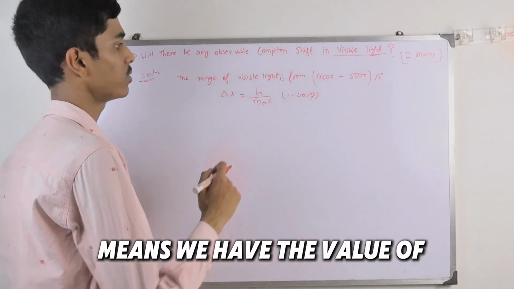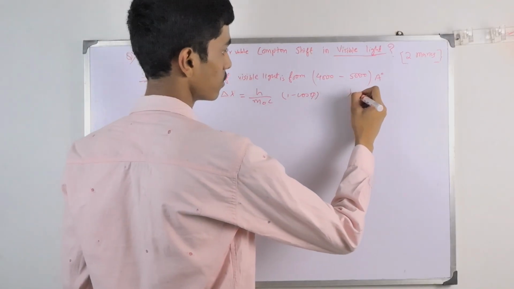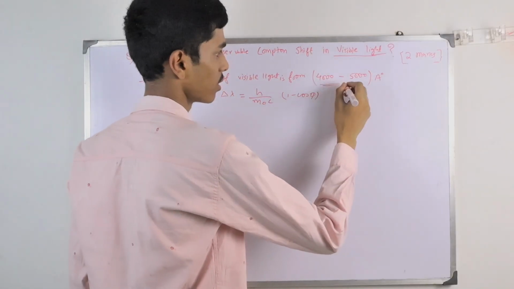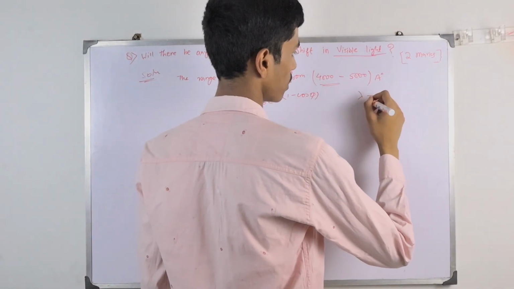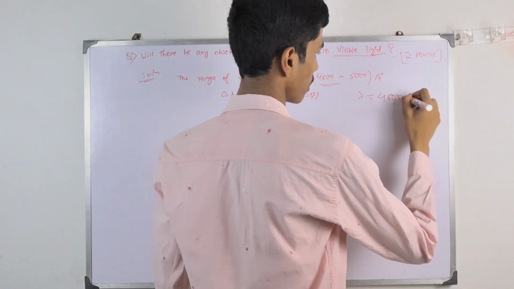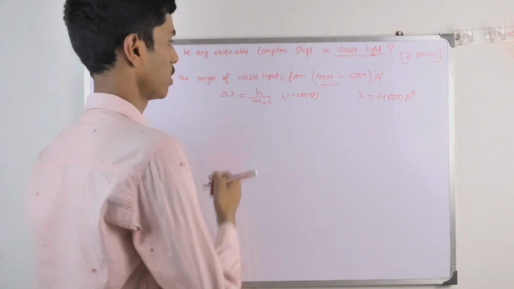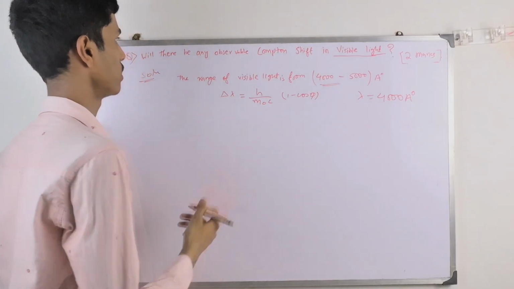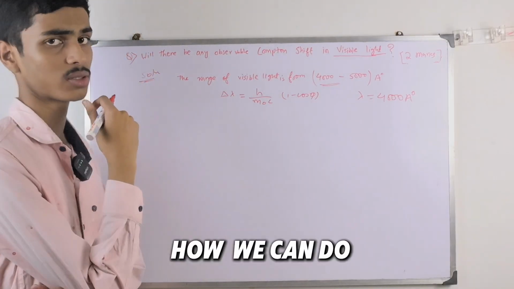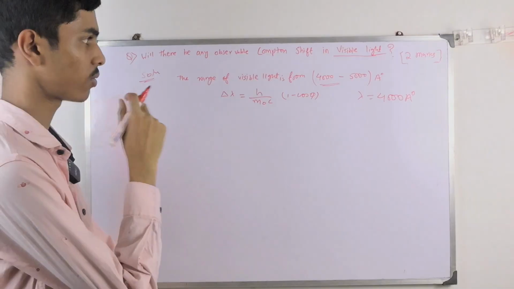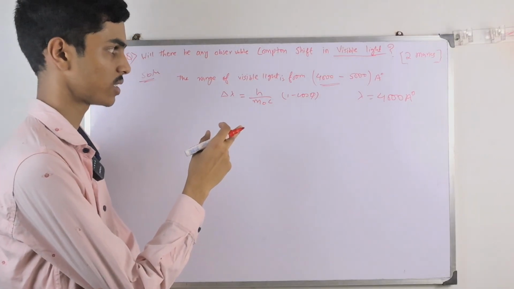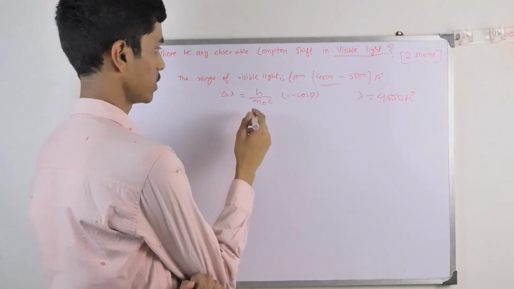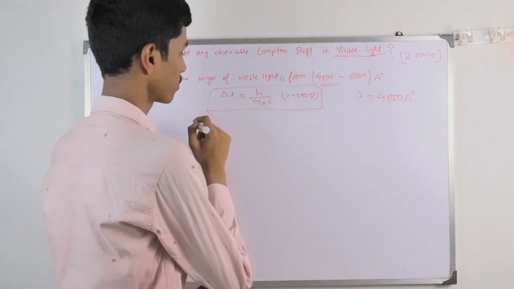If we consider the lower one, lambda equal to 4,000 Angstrom, we have to calculate the del lambda. So let us find this by using this relation. How can we do this? Is there any method which can do this calculation for us?